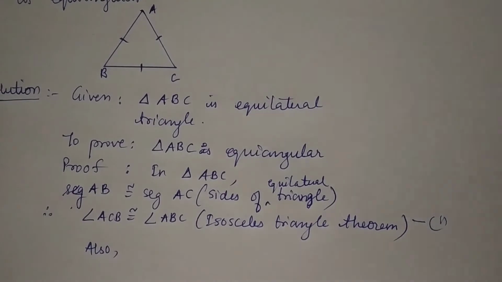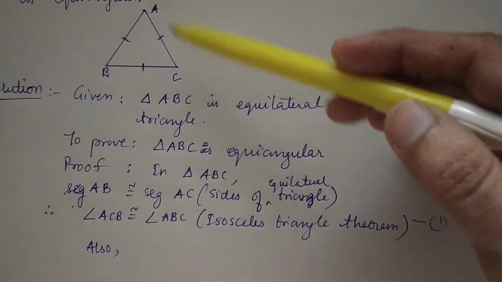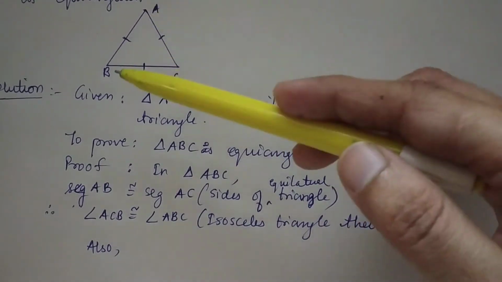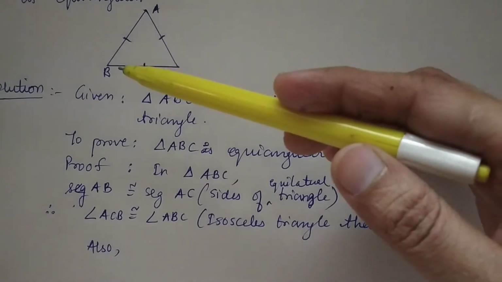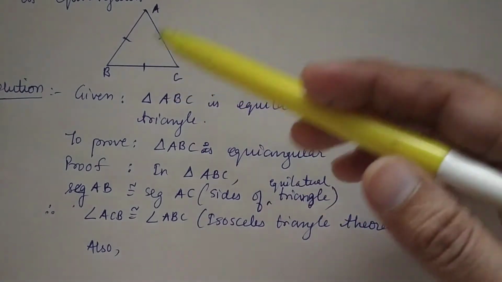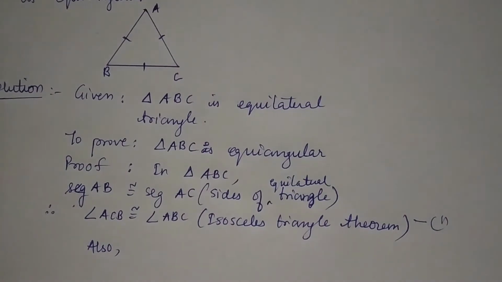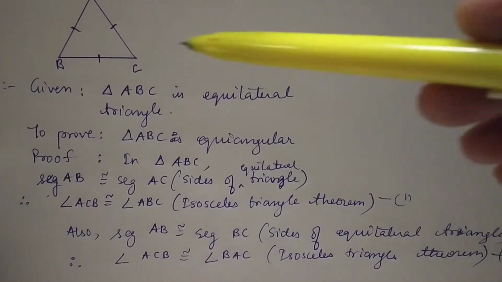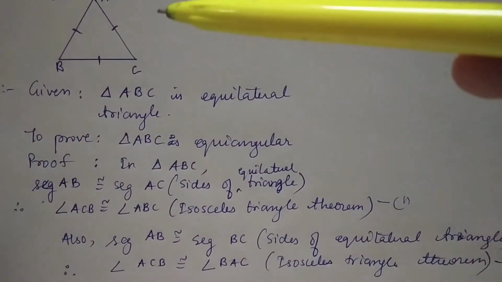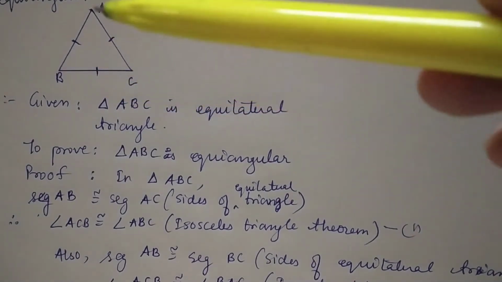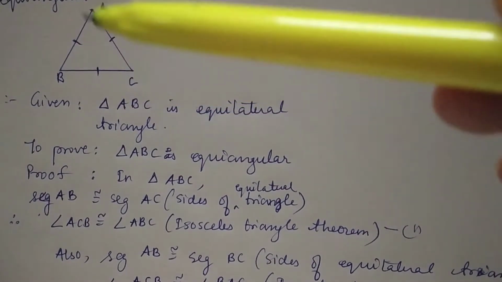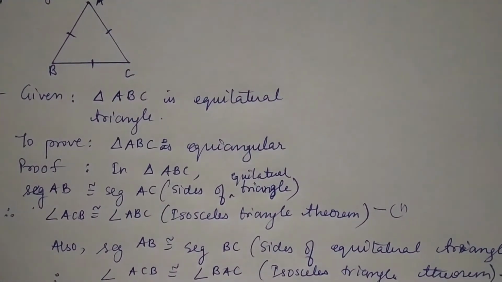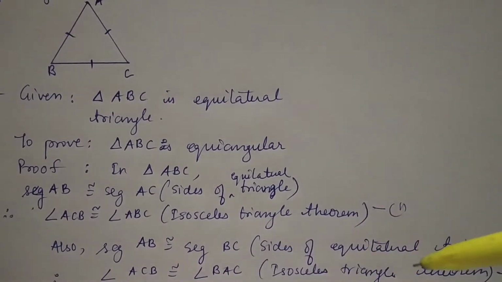So after showing AB congruent to AC, now I will show AB congruent to BC. Okay, I finished these 2 sides. Now I'll take these 2 sides, AB and BC, and I will show that AB is congruent to BC because the same logic will apply. AB is congruent to BC because they are the sides of an equilateral triangle. So let us write that down. Similarly, we have written that seg AB is congruent to BC. So the angle opposite to AB is going to be angle ACB, and since BC, the angle opposite to this will be BAC. So I have written ACB is congruent to angle BAC, isosceles triangle theorem.